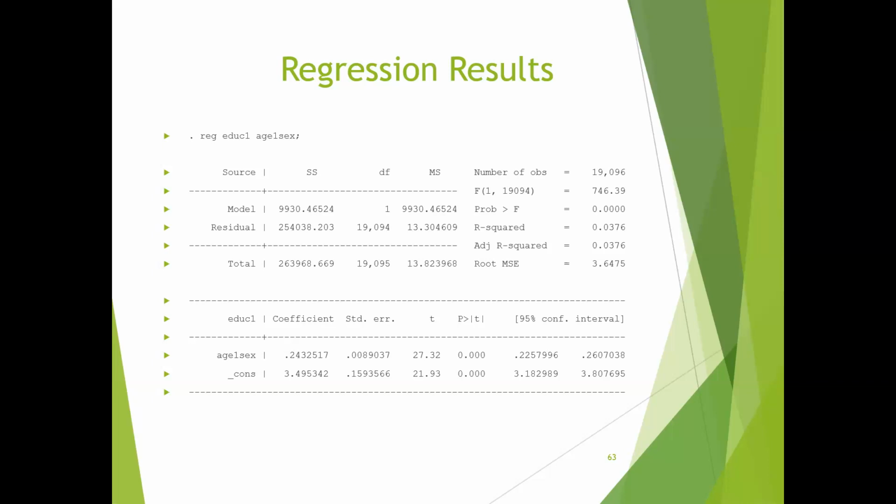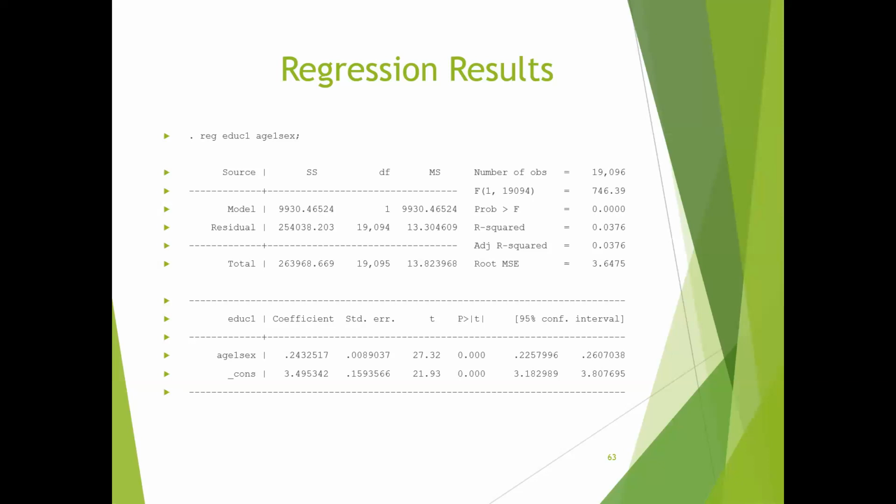Okay? Here's something harder. The relationship between age at first sex and education is 0.243. What do you think that means? I'll have to help you out with this one. The relationship between age at first sex, the independent variable, and the dependent variable is 0.243. And the question is, what does that 0.243 mean?